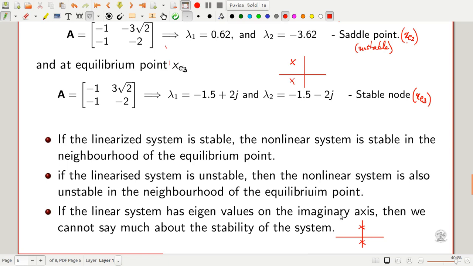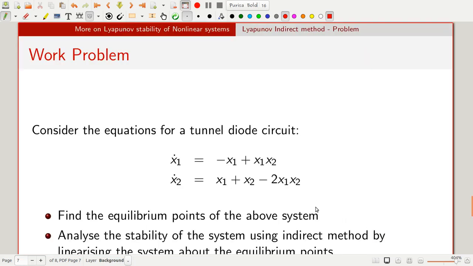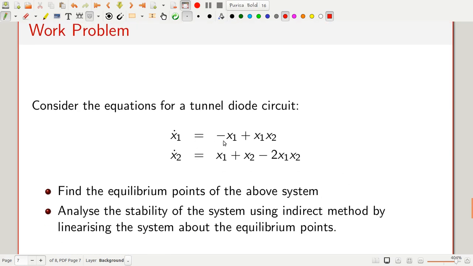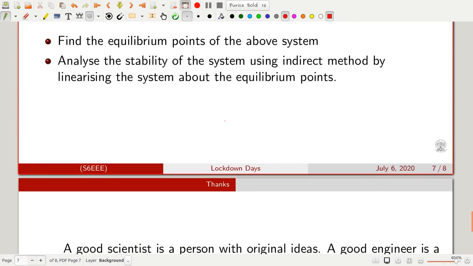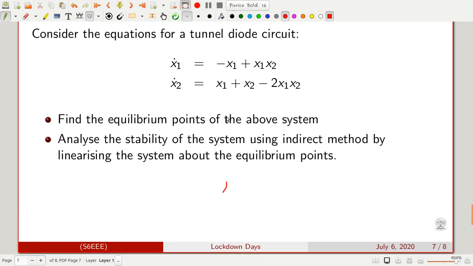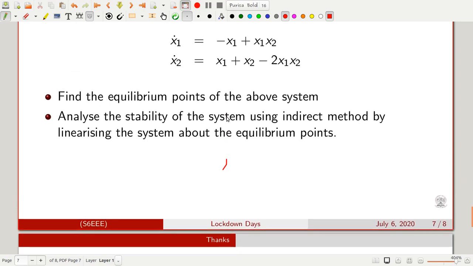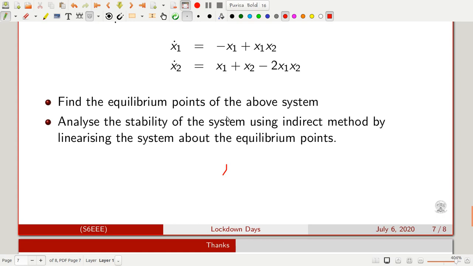Okay, but this indirect method is used when we are not able to find a Lyapunov function using the direct method. When we go for the direct method and try to find a Lyapunov function and we fail, we usually go for the indirect method for computation of the stability of the system. Now there is a problem given here: you have to compute the equilibrium points of the system, and also the stability of the system by using the indirect method, by linearizing the system about the equilibrium points.